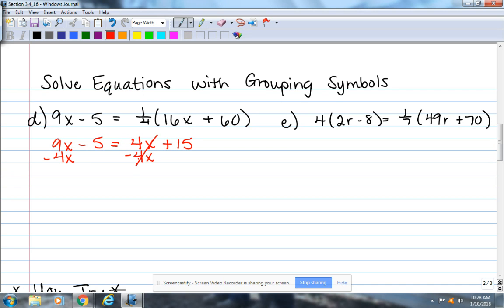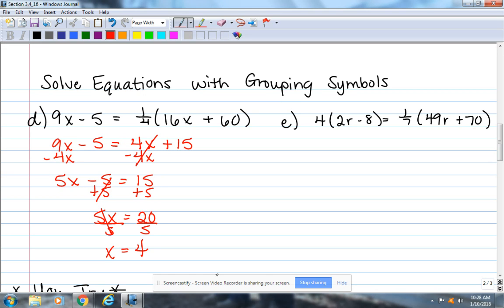And what is 9x minus 4x? 5x. Equals 15. And then what? Yep. So 5x equals 20. And then divide by 5 and x equals 4. So that wasn't so bad, was it? We're just continually adding a few things as we go.